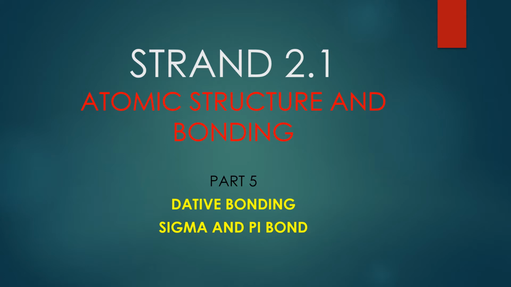Welcome to the fifth part of our topic on Strand 2.1. In this session, we are going to be discussing some of the very interesting types of covalent bonding. In the earlier part, we discussed how covalent bonding takes place when two nonmetals share electrons. In this part, we will be looking at a covalent bond where only one atom provides the electrons. Furthermore, we will also be studying how single and double bonds form between nonmetals. So let's look at what dative bonding is and what sigma and pi bonding is.